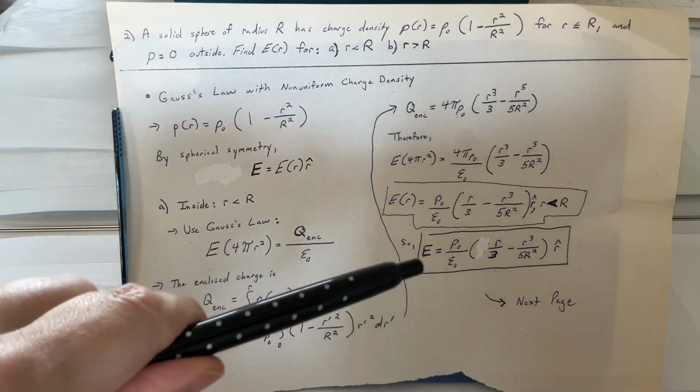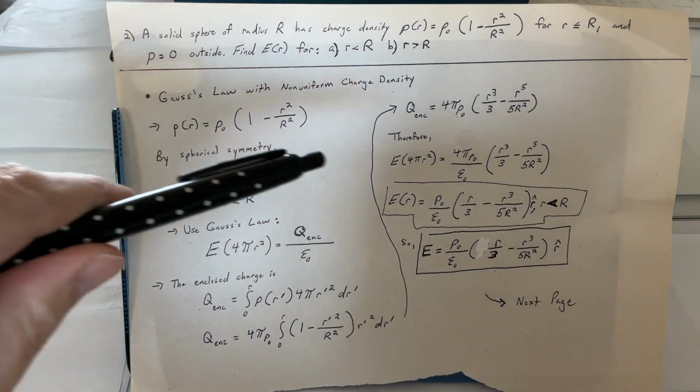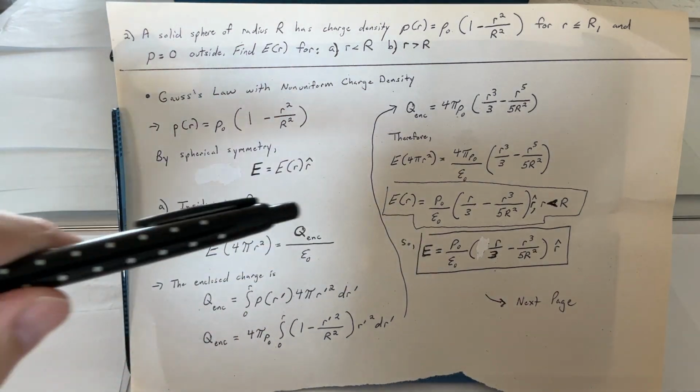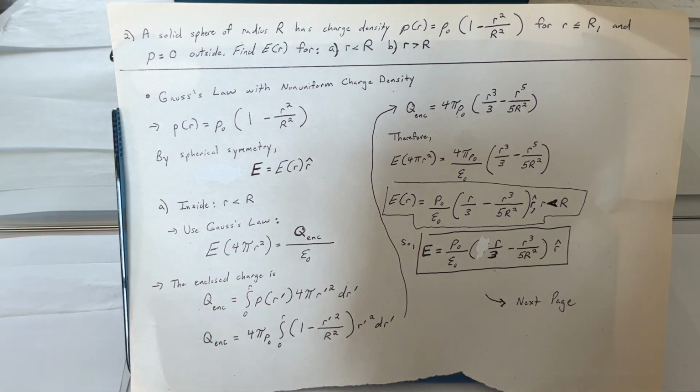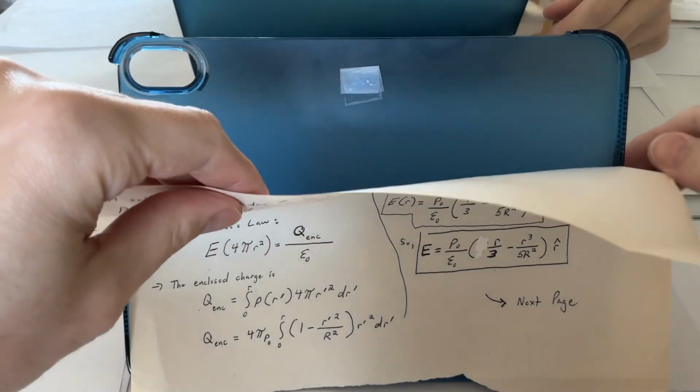So the electric field we could also write as rho naught over epsilon naught times the quantity r over 3 minus r cubed over 5 capital R squared times that r hat. So this would be for part A, for lowercase r less than capital R. Okay, and we're continuing on the next page. So let me just get this set up for number 2.